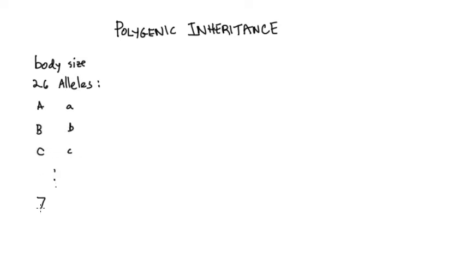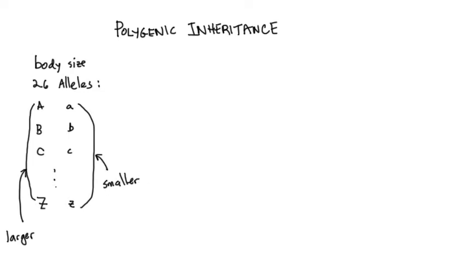As an example, visualize 26 different loci, one for each letter of the alphabet, each of which has a small effect on body size. Each locus has two alleles, big A and little a, big B and little b, big C and little c, etc. And the capital letter will denote the allele that makes body size just a little bit bigger. And so by necessity, the lowercase letter allele, little a, little b, little c, etc., will be making body size just a little bit smaller.